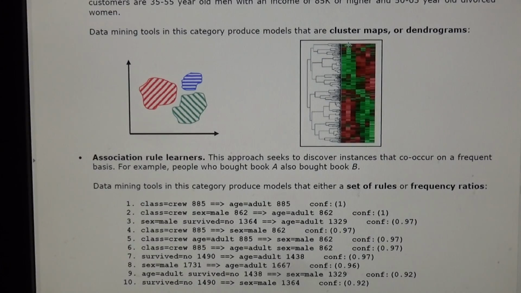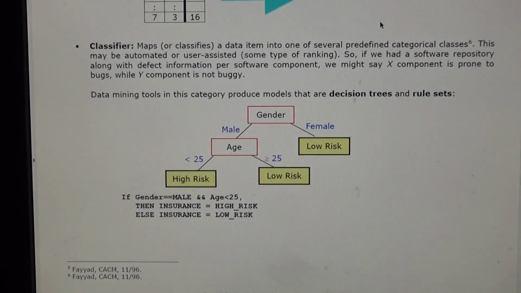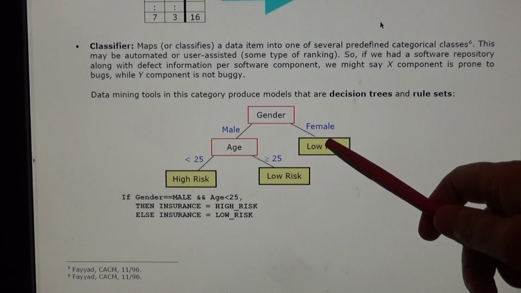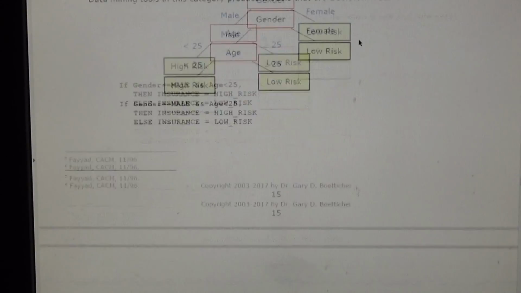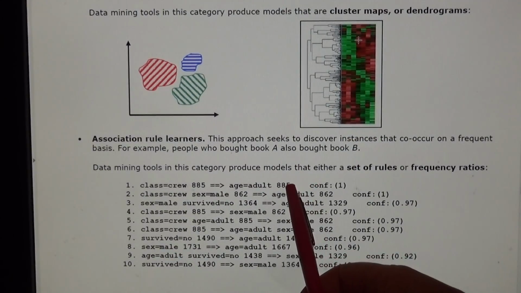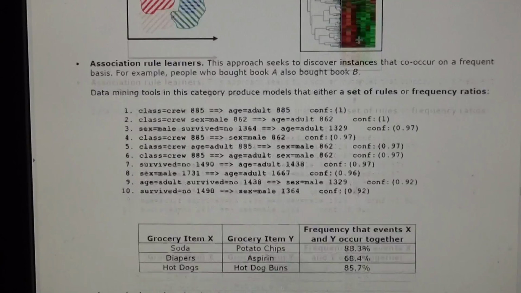The difference between an association learner and, let's say, a classifier: with the classifier, the dependent variable, or the class variable in this case, is risk, high risk, low risk. Here, in the association, we don't necessarily have any class variable or dependent variable. Anything could be a dependent variable.